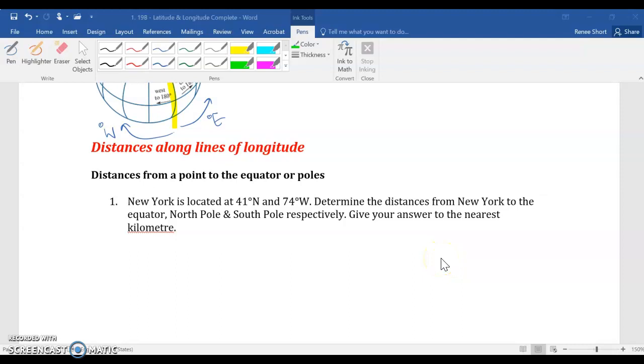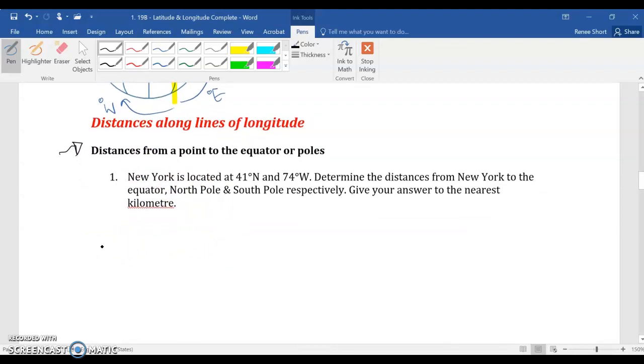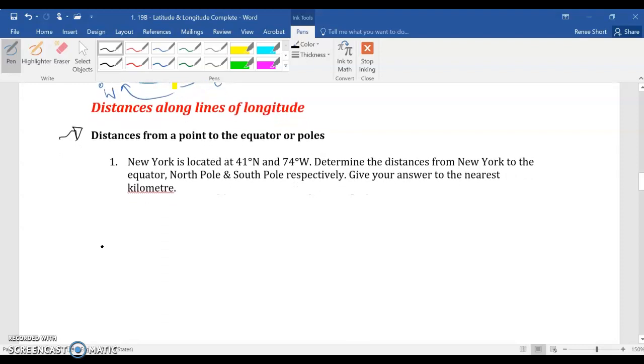Okay, so this second video is now going to look at us finding distances along lines of longitude. I am going to go through this in a slightly different order to what your textbook goes through things. So I recommend you do the questions in the order of these little black bold headings, because to me this way makes a bit more sense.